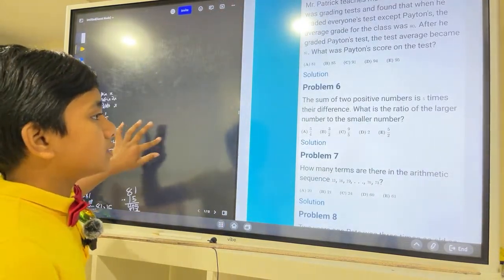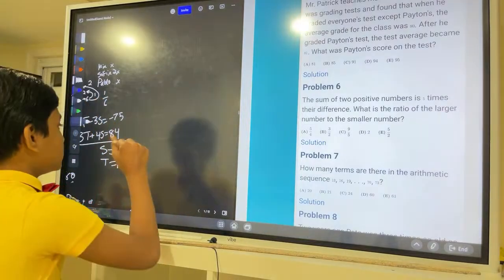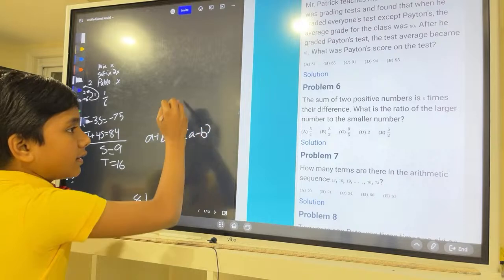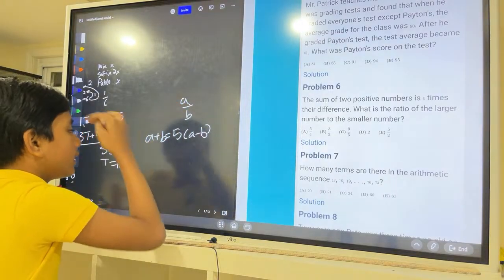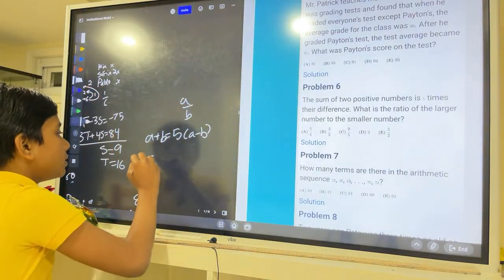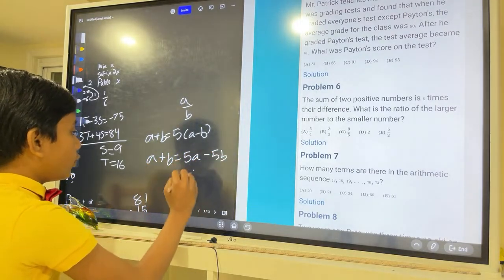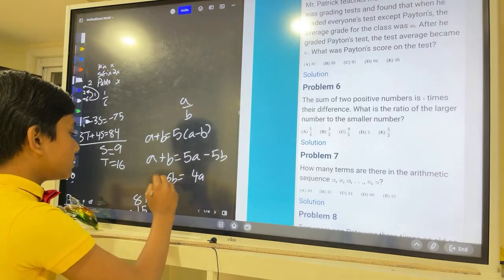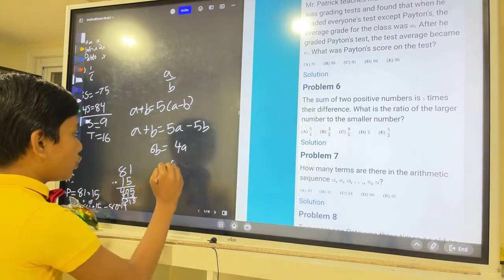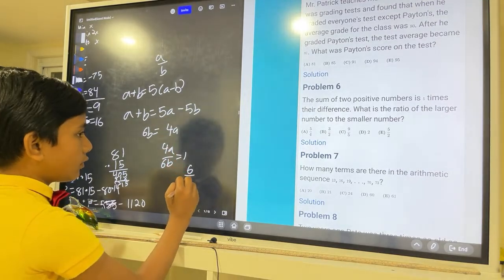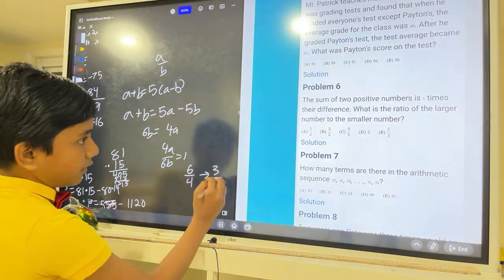Sum of two positive numbers is 5 times their difference. And they're asking for A over B. Okay. So, well, that's 5A minus 5B. So, 4A equals 6B. And A over B is 6 over 4, which gets simplified to 3 halves.